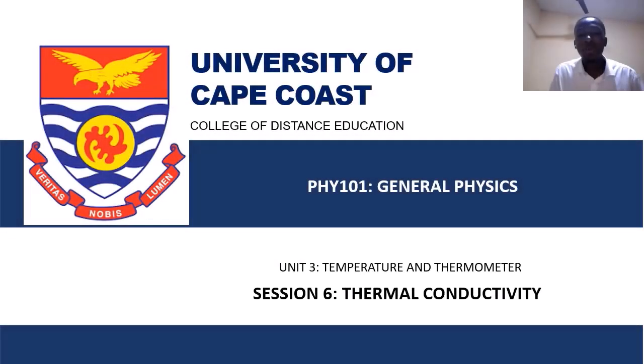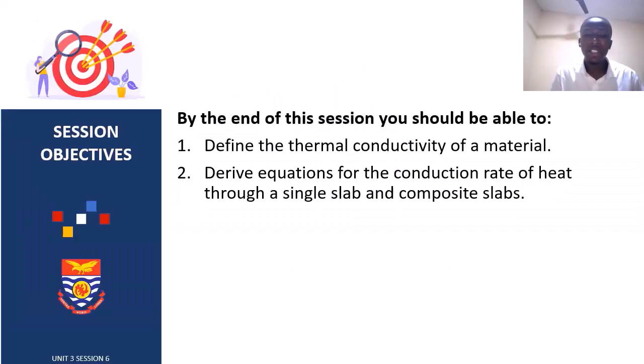Hello there, welcome to session 6 of Unit 3. In this section, we'll be looking at thermal conductivity. Let's look at the objectives of this section. We have two objectives here. The first objective is to be able to define thermal conductivity of a material. Secondly, derive the equation for the conduction rate of heat through a single slab and composite slabs.